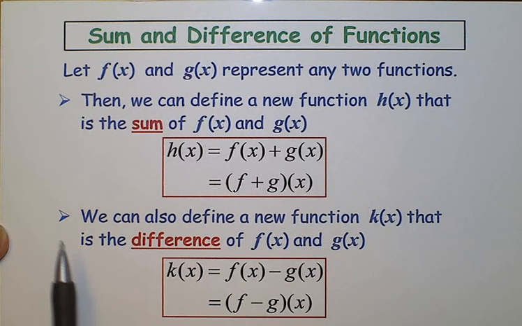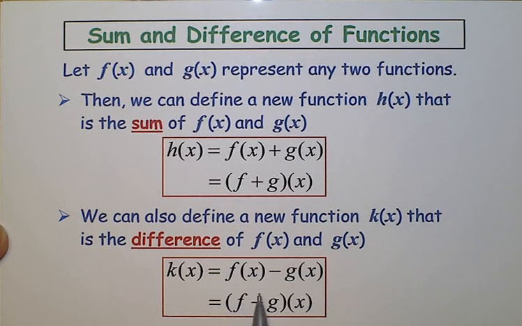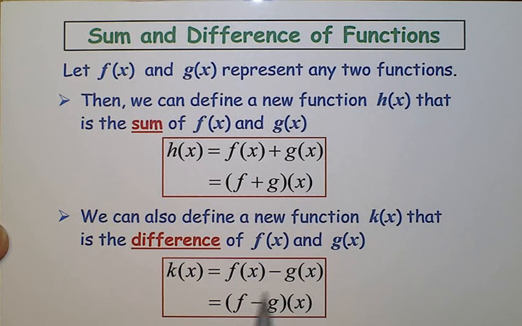Okay, we can also define a new function, k of x, that is the difference of f of x and g of x. So what that looks at is subtracting f of x and g of x. And so here's the second notation of writing it. Same idea as addition, just a different way of writing it because you are looking at the same independent variable value.